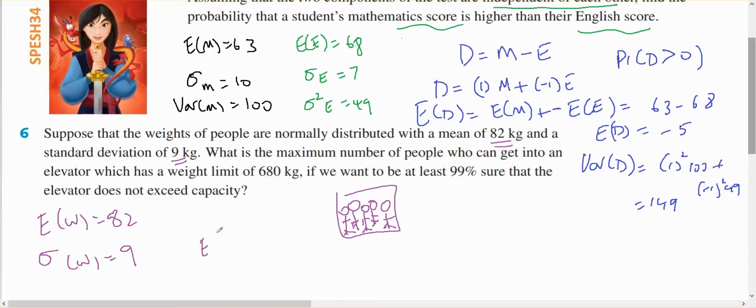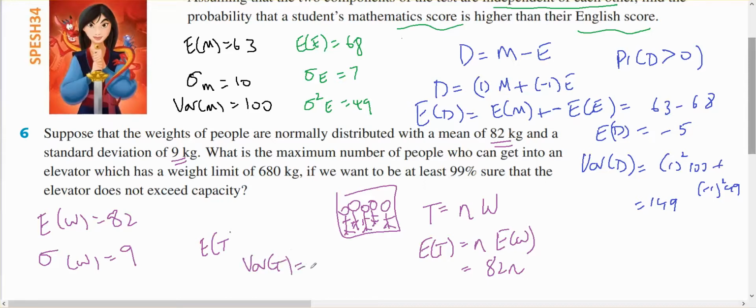Then the expected value of the total weight is going to be N times the weight of the average, which means the expected value of T will be N times the expected value of W. So it's going to be 82N. And the variance of T is going to be N squared times the variance of W. So it's going to be 9N squared is going to be the variance of T.